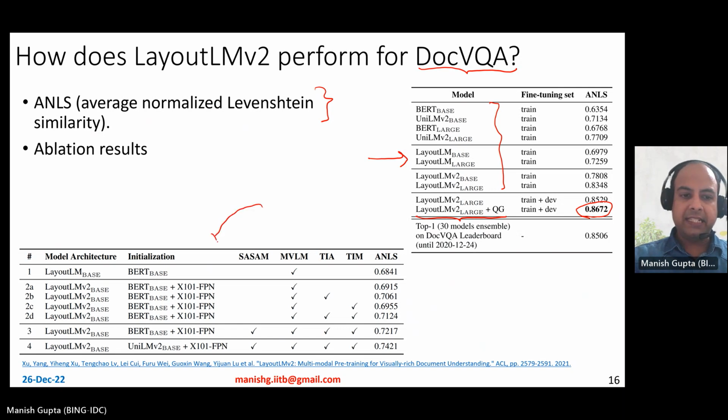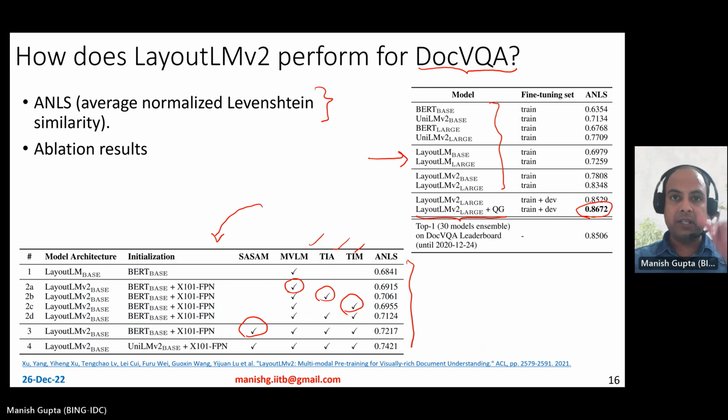LayoutLMv2 actually has so many interesting aspects to it, right? There is MVLM, TIA, TIM, and so on. People observed that each of these aspects is very crucial. By removing one aspect at a time, you observe that each of them matters. If you have the spatial attention-based modeling, and you add MVLM, you add TIA, you add TIM, and so on, you add each of those aspects one by one, and you see that the accuracy keeps improving, basically saying that each aspect of the architecture is super important and crucial.